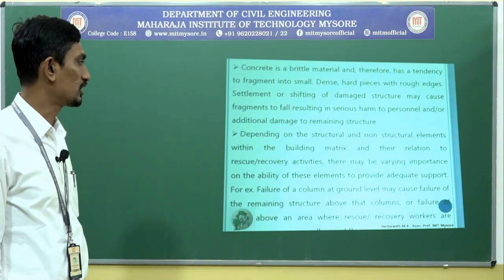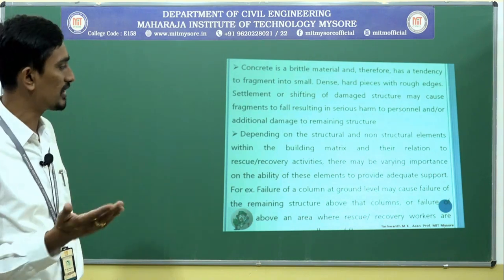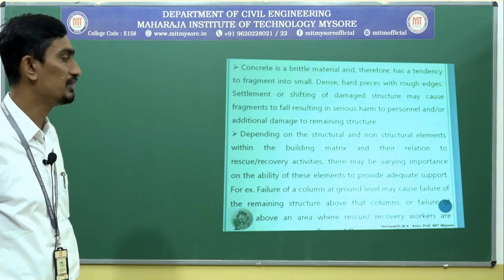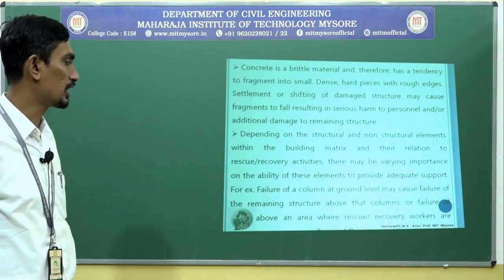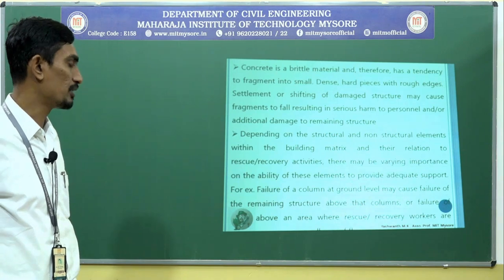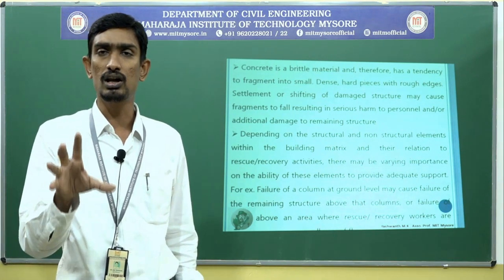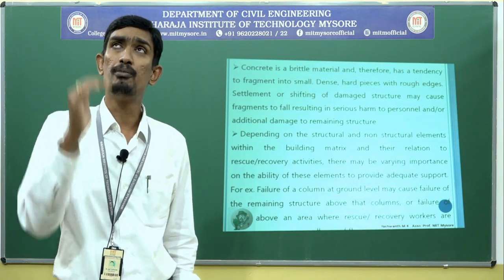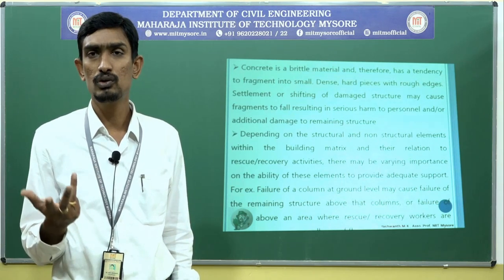Next, depending upon the structural and non-structural elements within the building matrix and their relation to rescue or recovery activities, there may be varying importance of the ability of these elements to provide adequate support. For example, if there is any failure of a column in the ground floor itself, even if your topmost floors are safe, it is of no use.